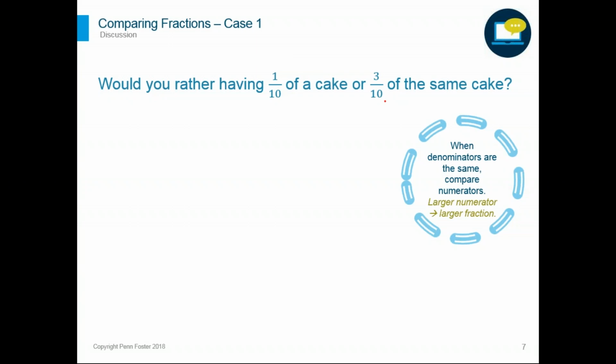pick 3/10, because that in our mind means that we have two cakes the same size. We cut each of them into 10 equal pieces, and in your mind you will compare 1 of the 10 or 3 of the 10. So 3 of the 10 would be the greater fraction. But the way you also want to think about it is, if the denominators are the same, compare the numerators. The one with the greater numerator is the greater fraction.